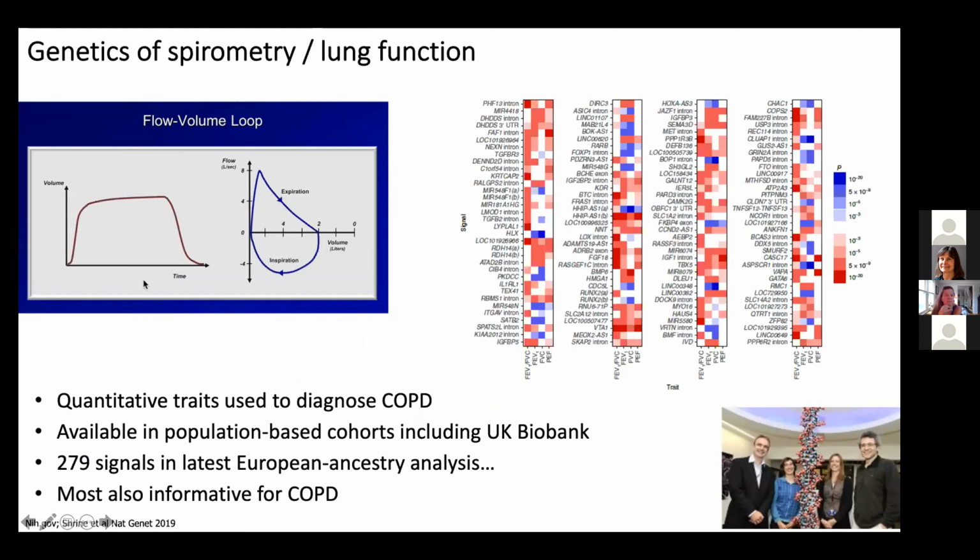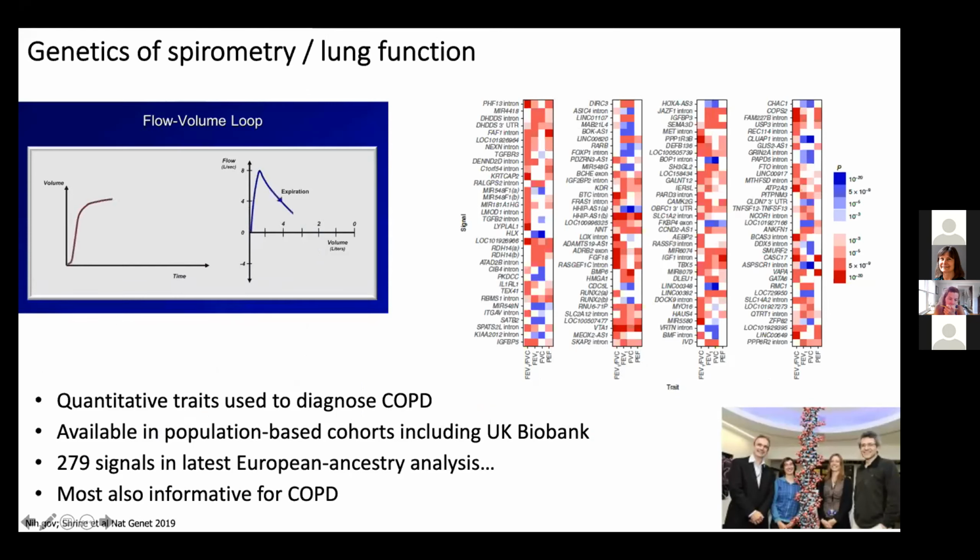And so at the upper left, you see a spirometry curve, which is what happens when you take a tube and you blow into it and have somebody measure that. It's probably not surprising to some of you, but it was surprising to a lot of people in the field that if you take a population and just look at what defines lung function in the population, including in non-smokers, a lot of those loci actually overlap with those for COPD.